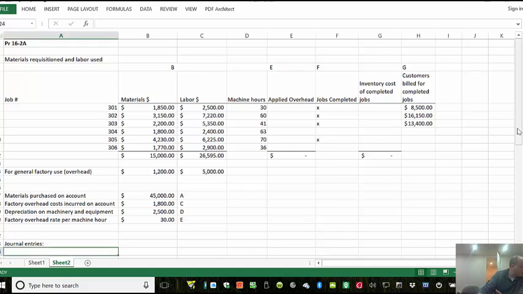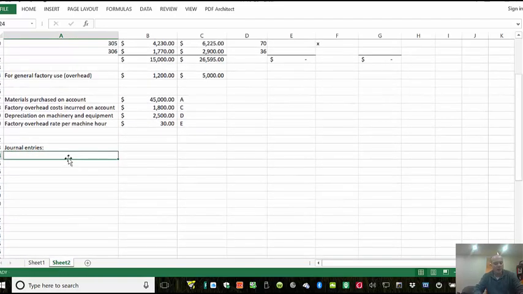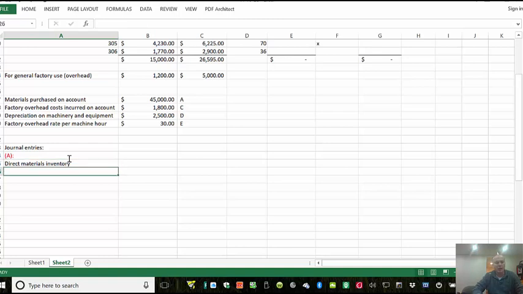So first we're told that material was purchased on account for $45,000 in part A, which I recorded in the bottom. So there are the entries. You need to debit direct materials inventory for this amount, which is $45,000, and credit accounts payable for that amount, which is $45,000.